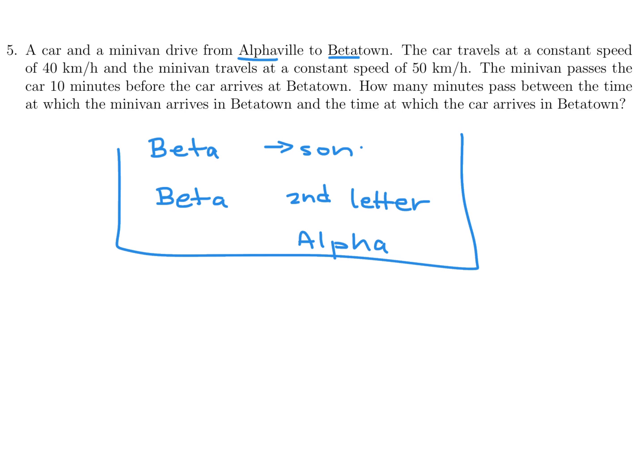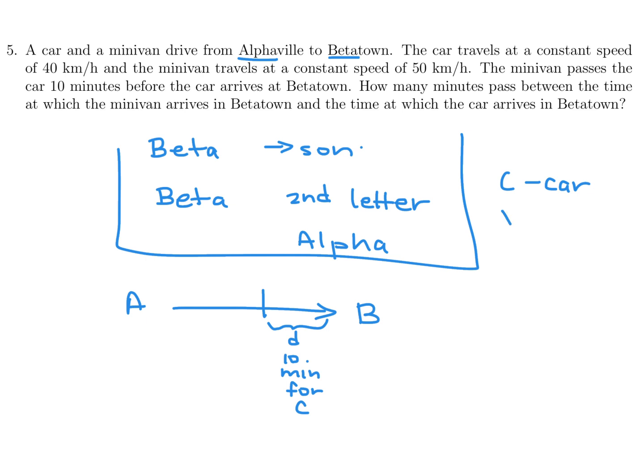So here we go with the question. So we got Alphaville, and you've got the Beta Town. And then at some point, there's a certain distance that we need to figure out. And that distance represents the 10 minutes that is the difference between the two vehicles. And in particular, this is for C, which is the car. So it represents C as the car. And for the van, I guess I'll just call it V for the van.